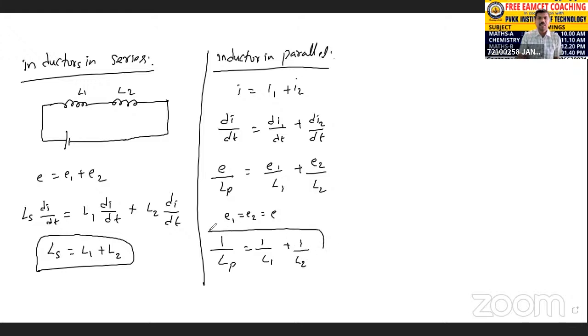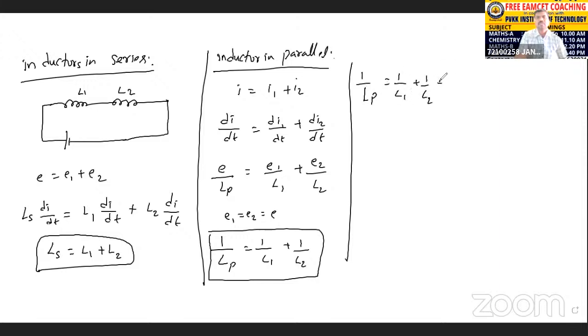So this is the formula when 2 inductors are combined in parallel. Suppose 3 inductors are combined in parallel, 1 by LP is equal to 1 by L1 plus 1 by L2 plus 1 by L3. Okay. Now, about inductors, we know the AC generator and alternating current, which we will continue in the next class. So look at the formula-related problems. Observe those problems.